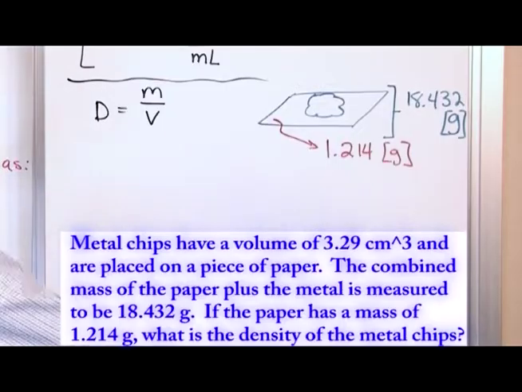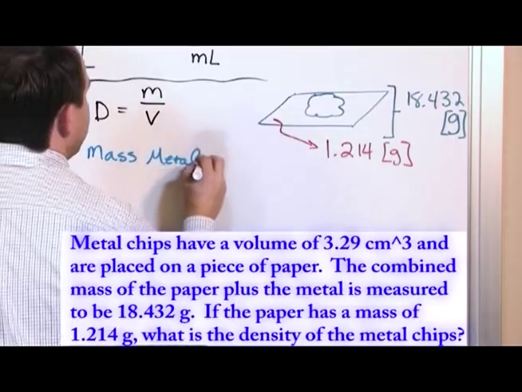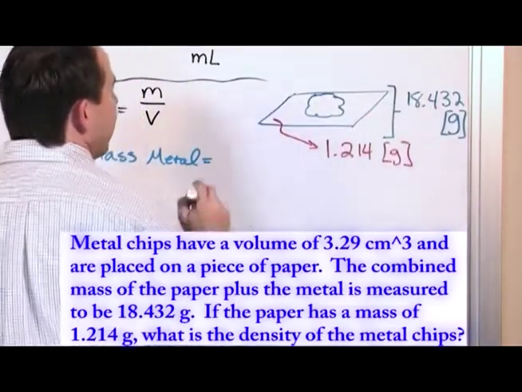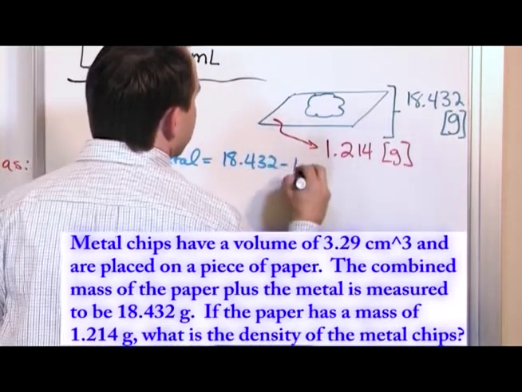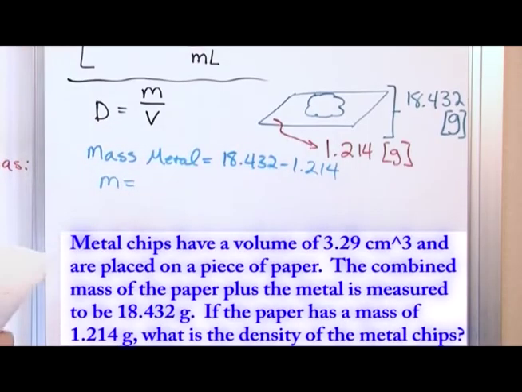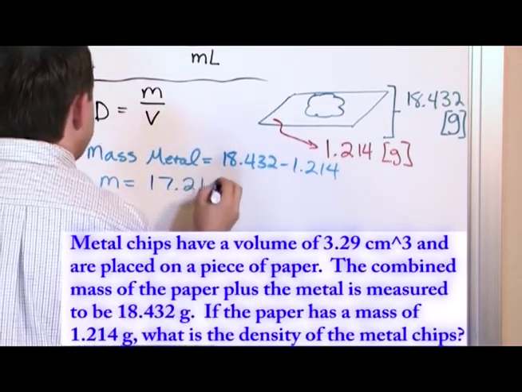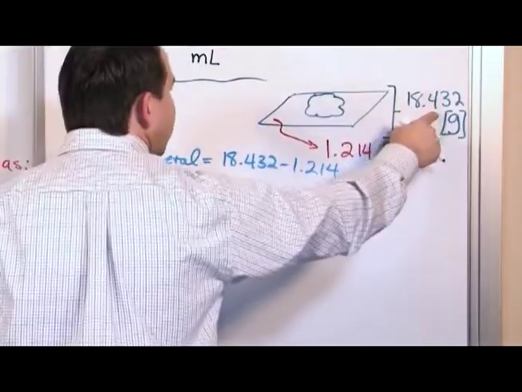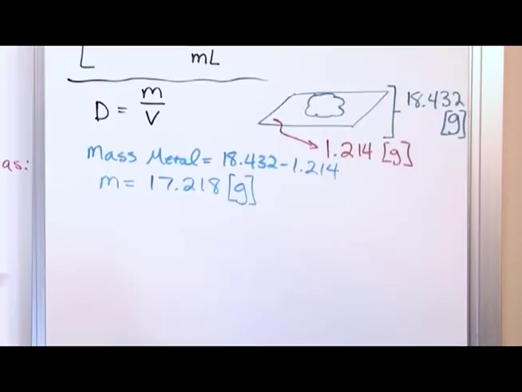Let's say that the mass of the metal is equal to the combined mass of the paper and the metal, so 18.432 minus 1.214. Okay, so the mass is equal to, when you take 18.432 and subtract 1.214, you'll get 17.218. And the unit is grams because we're subtracting grams minus grams. 17.218. And that's the mass of the metal chips that's sitting on top of the paper. So now we have everything we need.